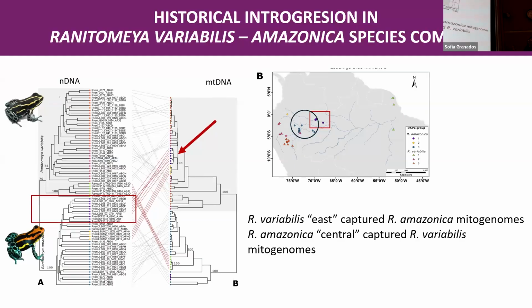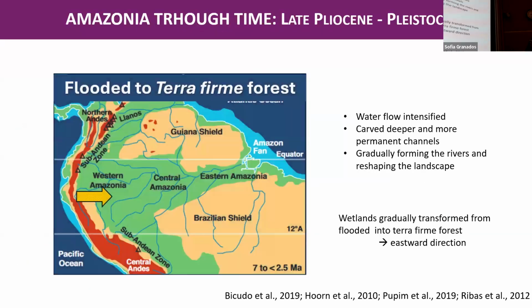The other fun thing is that we detected that these populations right here belonging to Ranitomea amazonica, as you can see, also have mitogenomes that are associated with Ranitomea variabilis. So we detected this mitogenome capture in both ways.